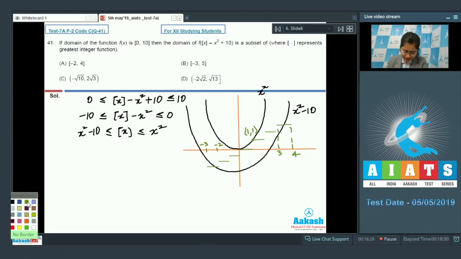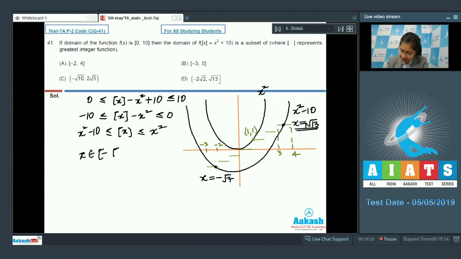Now, it can be seen that it will cut x square minus 10 at x equal to √13, because the value of floor x is 3, and here it will cut at x equal to -√7. So floor of x will be between these two curves for x going from -√7 up till √13. So it is a subset of -3 to 5 and -2√2 up till √13. It is not a subset of these two. So the answer of this question is options B and D.